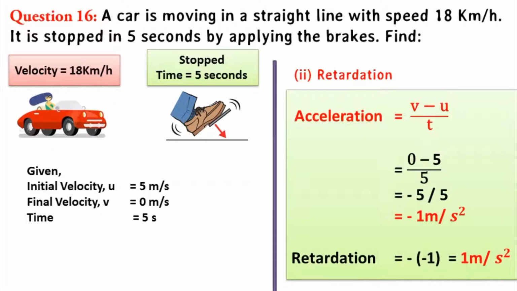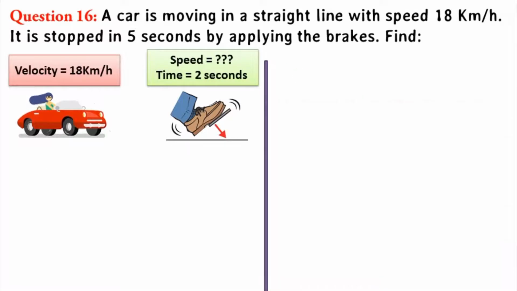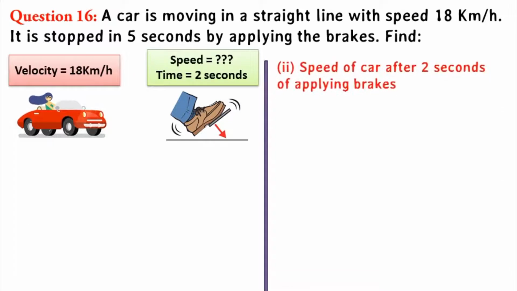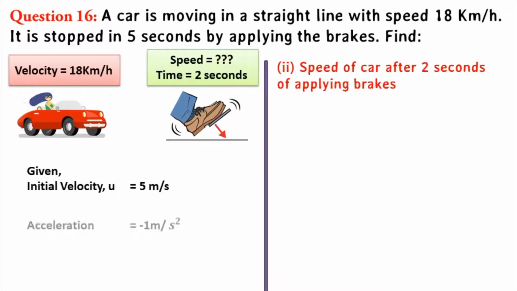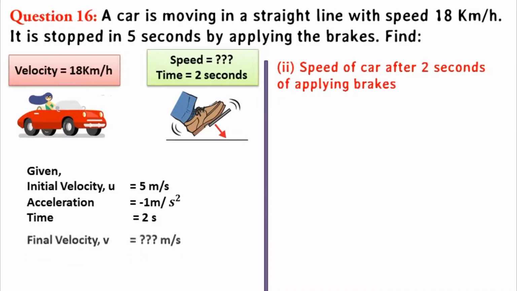Now the third part, speed of car after 2 seconds of applying brakes. First let us write the given values. Initial velocity u is equal to 5 meter per second. Acceleration we have already found out, minus 1 meter per second square. Time in this part is given as 2 seconds. We have to find final velocity.